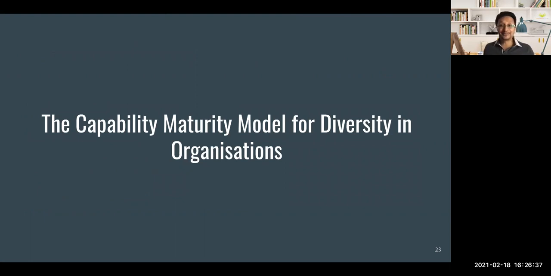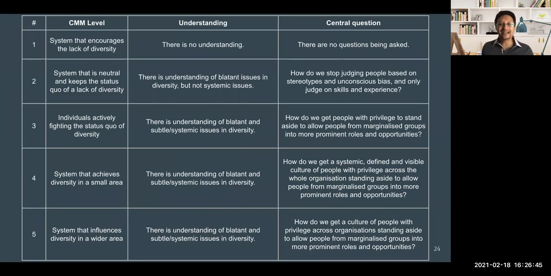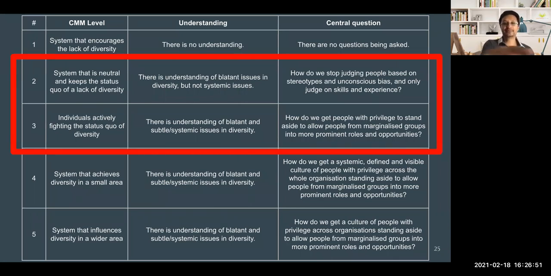So, like I said before, I've gone through all of this stuff, but the capability maturity model is actually one slide. And this is the slide, and I just wanted to focus on the red thing in here, but let me talk about levels 1, 2, and 3. So level 1 is when your organization encourages the lack of diversity, or they just don't care. There's no real central question being asked. It's just whatever. If you just happen to be lucky enough to find someone who gets it, then that's fine. But if not, then you're on your own.